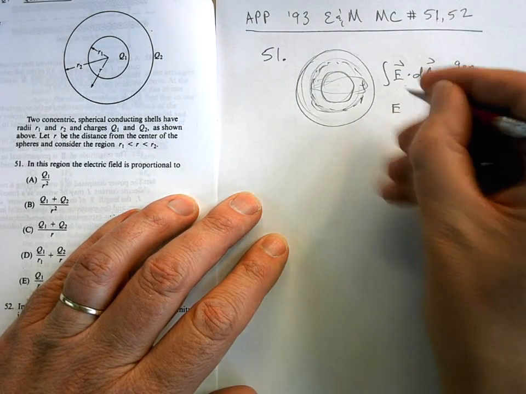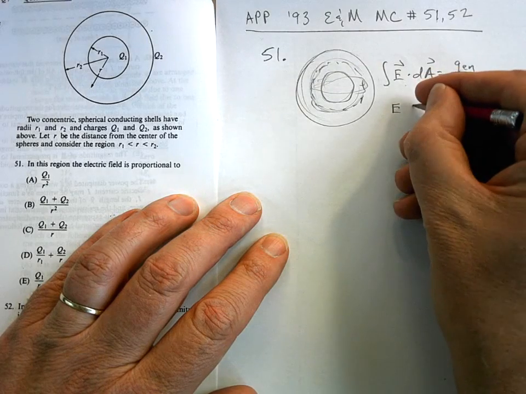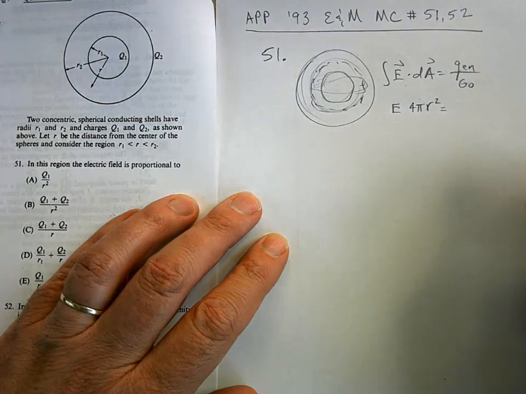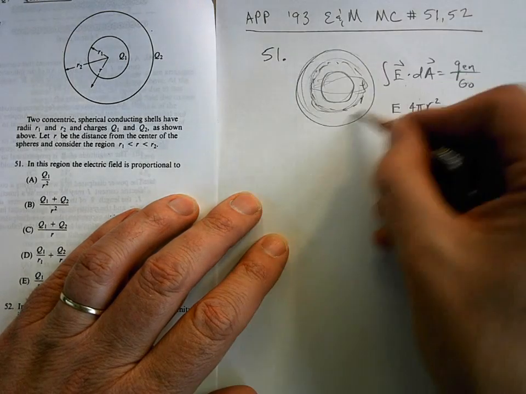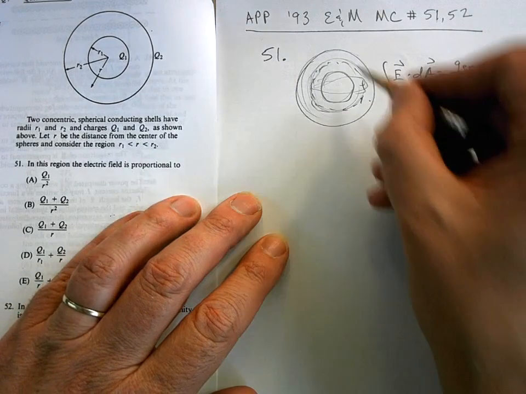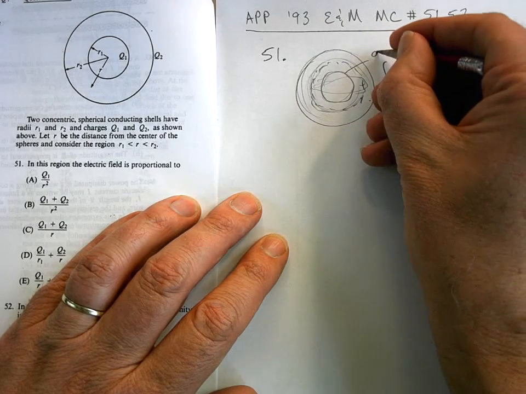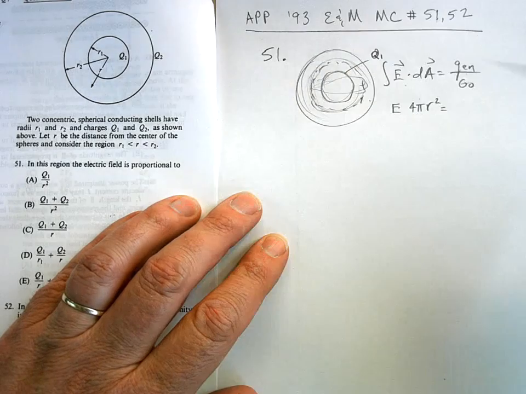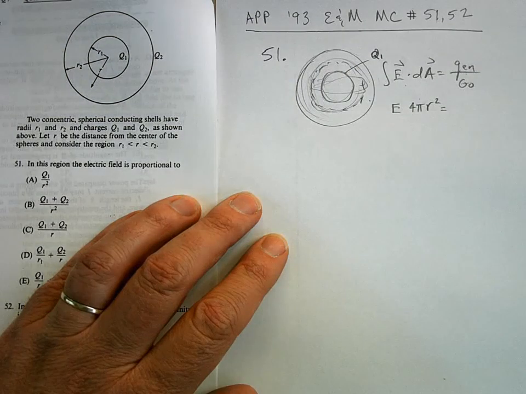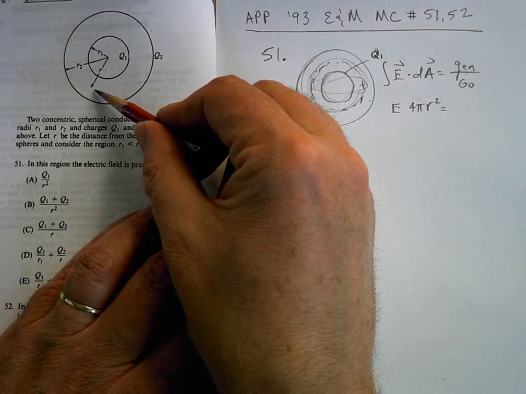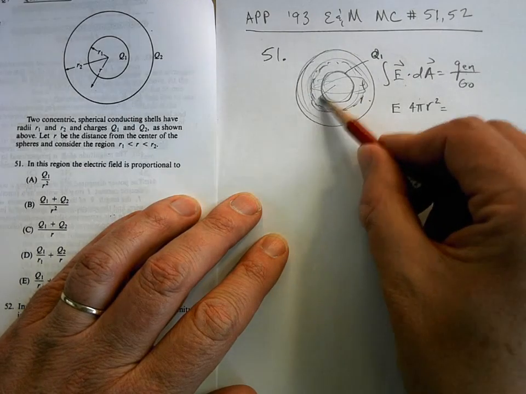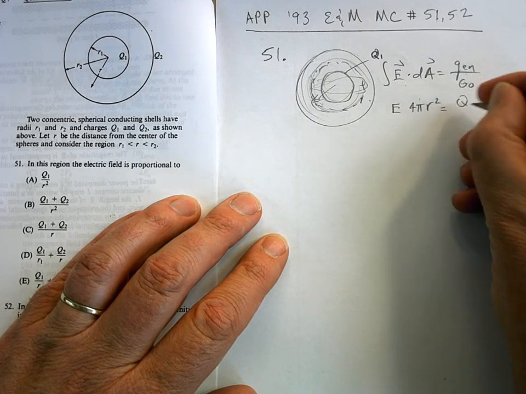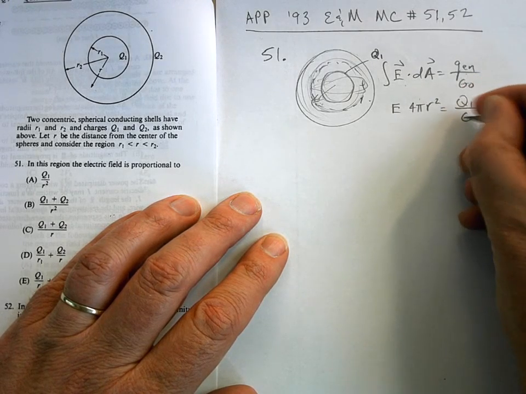So you go, well, this is just the standard sphere. So you have E, and then the area of our Gaussian surface is 4 pi r squared. And this is going to be equal to the charge enclosed. But what is the charge enclosed in there? It's just Q1. Q2 has absolutely nothing to do with the electric field that you experience at this location right here, or in my drawing right out here. So the charge enclosed is Q1 over epsilon naught.